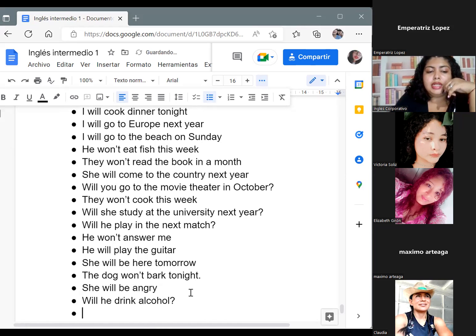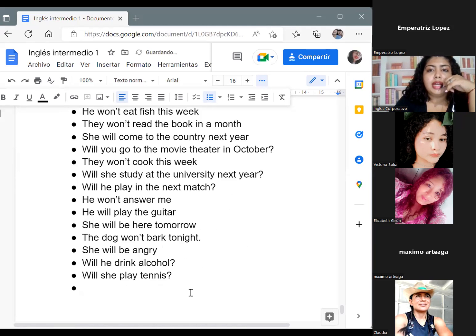Then, will she play tennis? And another one: we will have fluent English.